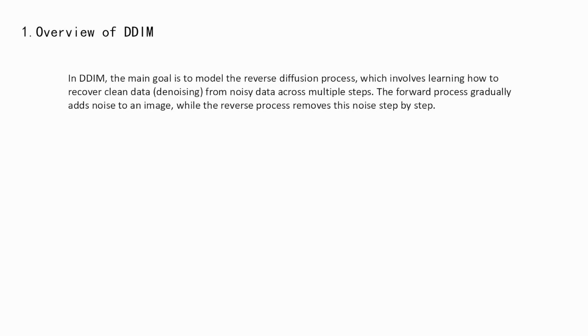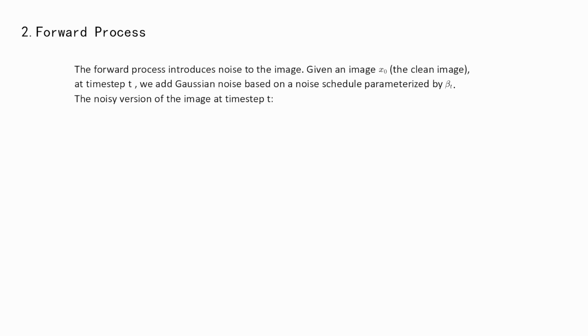In DDIM, the main goal is to model the reverse diffusion process, which involves learning how to recover clean data, denoising from noisy data across multiple steps. The forward process gradually adds noise to an image, while the reverse process removes this noise step by step. Unlike DDPM, DDIM allows for faster sampling with fewer steps, providing the ability to generate high-quality samples in a more efficient manner.